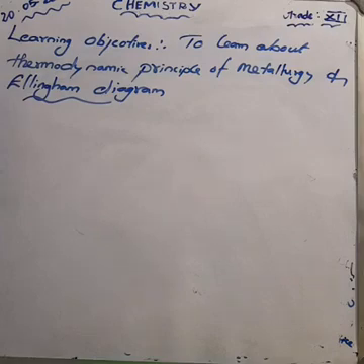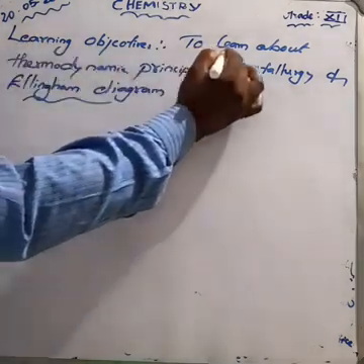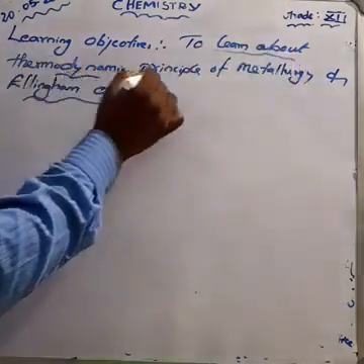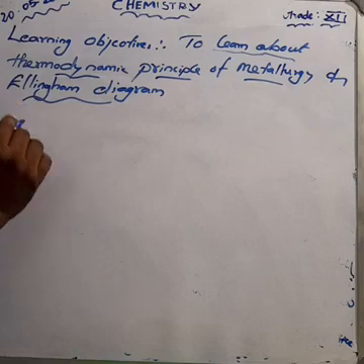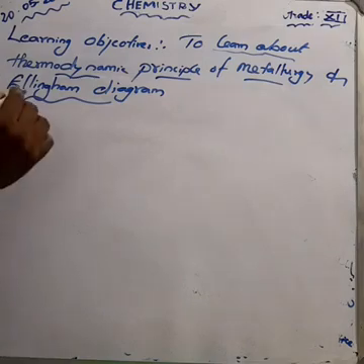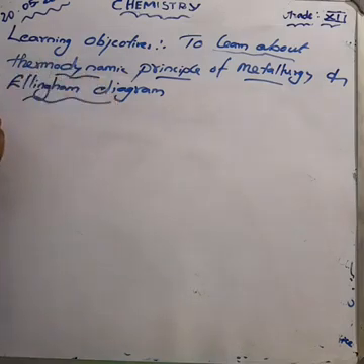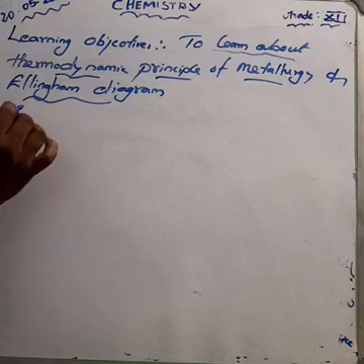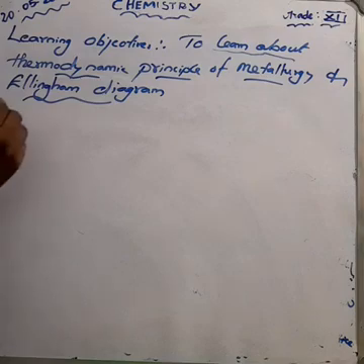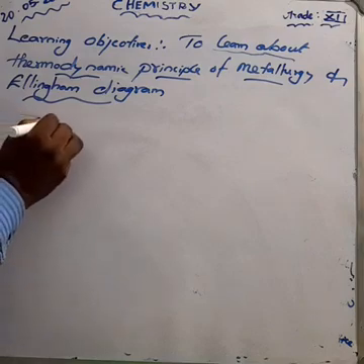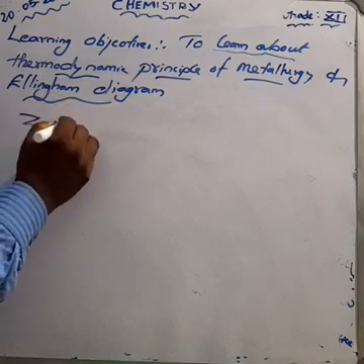Today our learning objective is to learn about the thermodynamic principle of metallurgy and the Ellingham diagram. The extraction of metal from their oxide can be carried out by using different reducing agents. My dear children, yesterday we learned that some of the metal oxides are converted into metal by using some reducing agent. Am I right? For example, one of the oxide ores is zinc oxide.